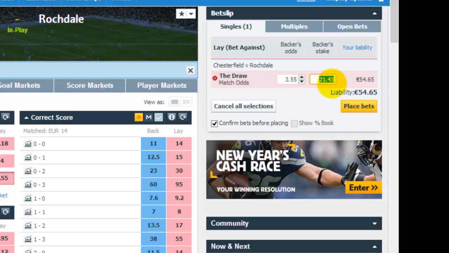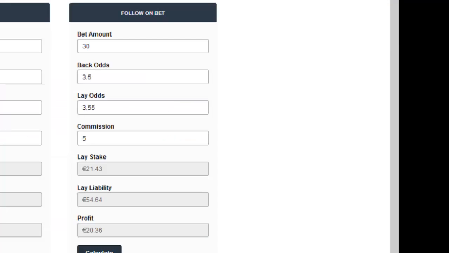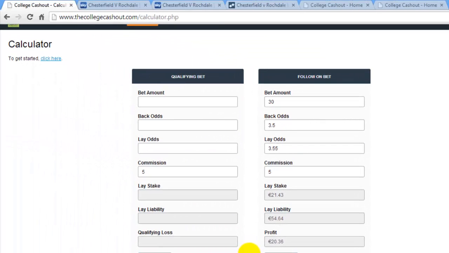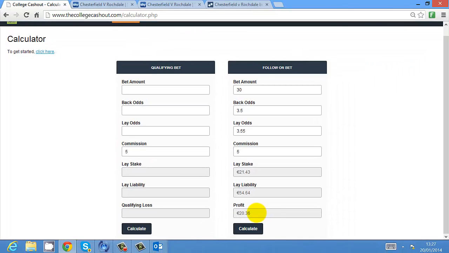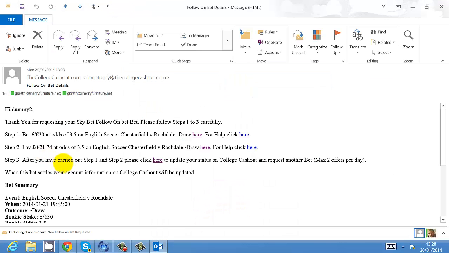So €21.43 less 5% is actually €20.36. You don't need to worry a great deal about the maths behind it, other than to know you're going to make a profit of the €20.36 regardless of what happens in the bet. So it really shows you the power of match betting and the ability to make profit with just really a few minutes work. The final thing to note then in step 3 is to update the College Cash Out interface.